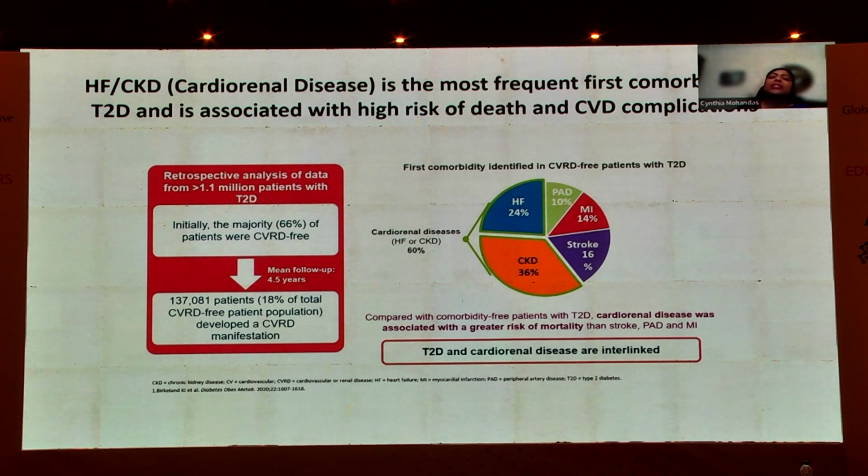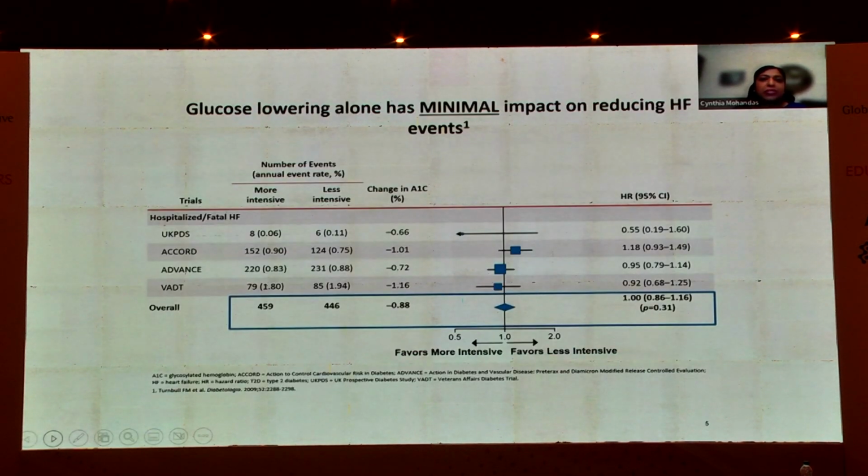And from this slide, it is very clear that type 2 diabetes and cardiorenal disease are interlinked, and cardiorenal disease is the most frequent first comorbidity in type 2 diabetes, and it is associated with high risk of death and cardiovascular complications. Again, this forest plot clearly shows that glucose lowering alone has minimal impact on reducing heart failure events.